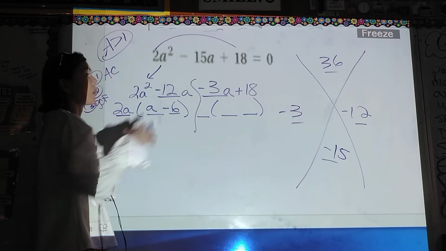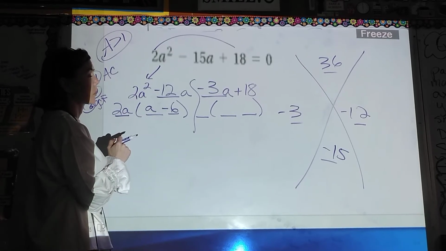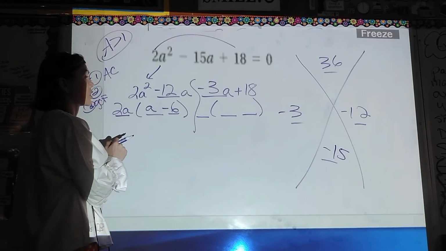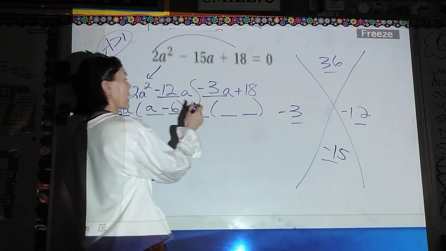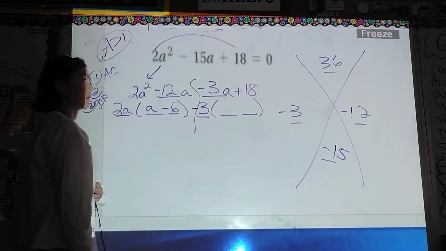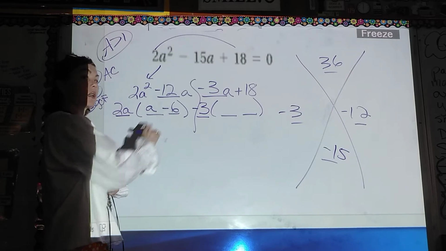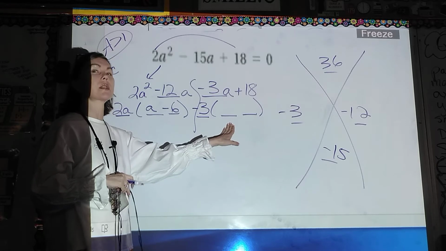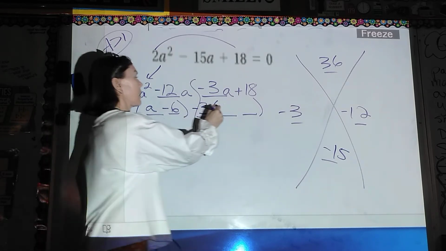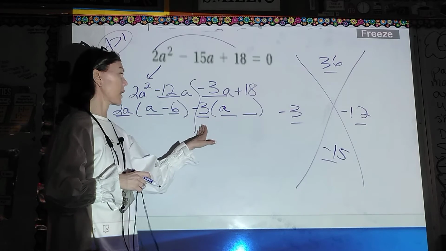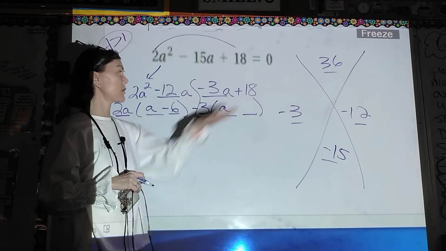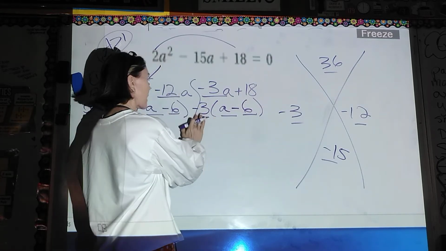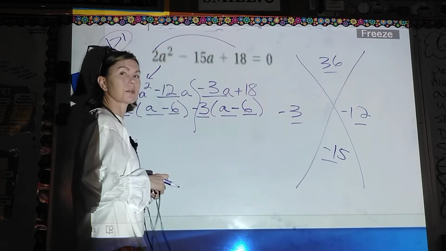Now, what's the GCF here? They're both multiples of 3. Okay, so let's pull out the negative, because I noticed that this needs to be a negative 6 here. So negative 3 times what gives me negative 3A? A. And negative 3 times what gives me a positive 18? Negative 6, because a negative times a negative gives me a positive, okay?